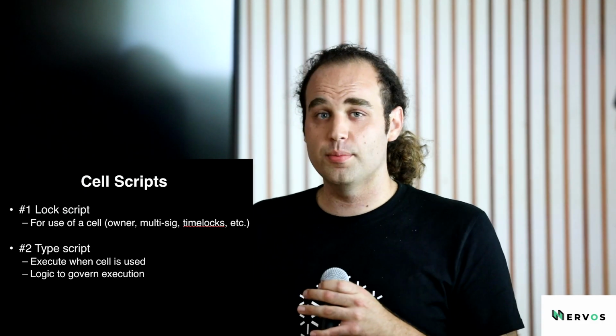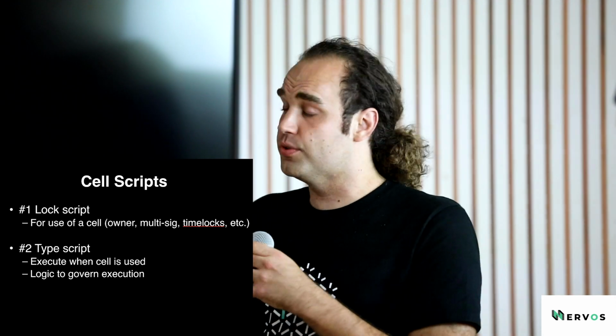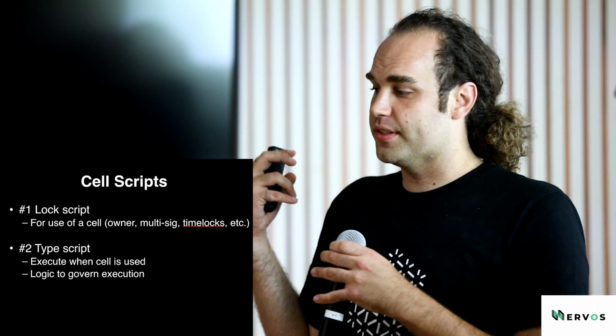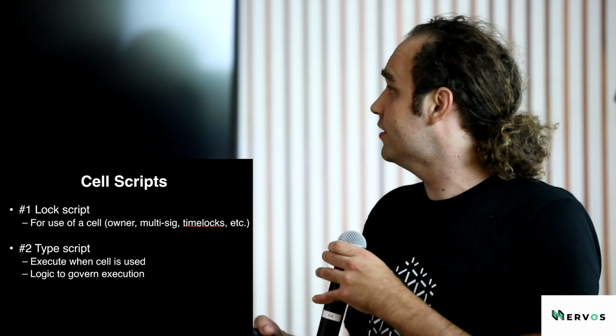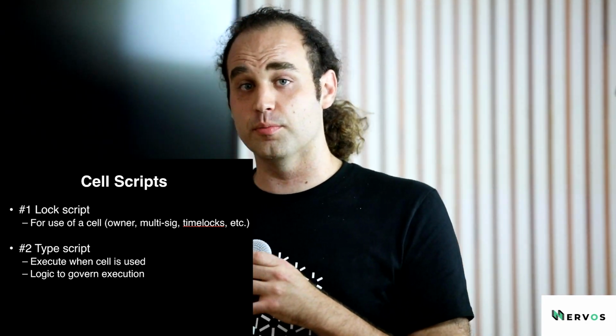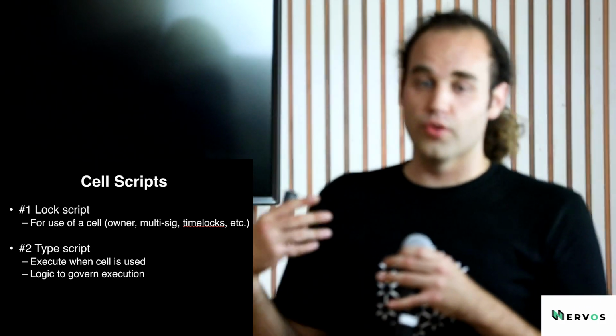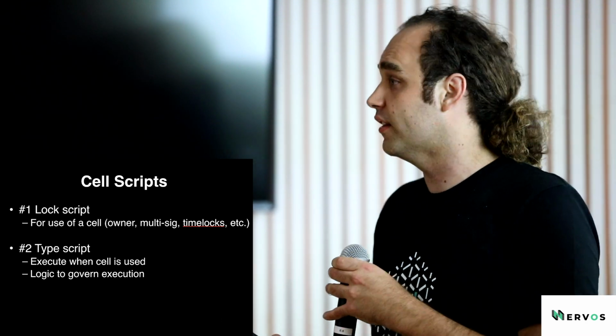Cell scripts: every cell has two types of possible scripts. The first type is a lock script, which is for use of a cell. This can be a simple owner, a multi-sig, or a time lock. This is similar to the scripting capabilities of Bitcoin, and there's also a type script, which allows for more robust functionality similar to something like Ethereum.